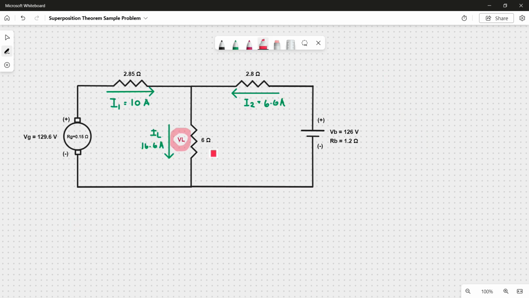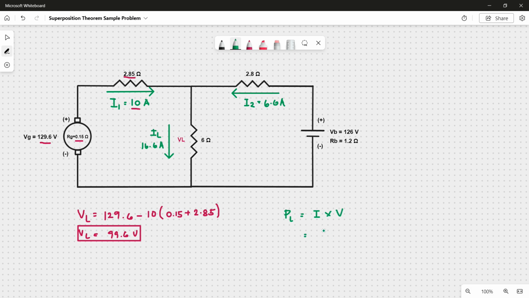For letter B, the load voltage is 129.6 minus 10 times 0.15 plus 2.85, a total of 99.6 volts. Lastly, for letter C, the load power PL will be current times voltage. So 16.6 times 99.6 equals 1653.4 watts.